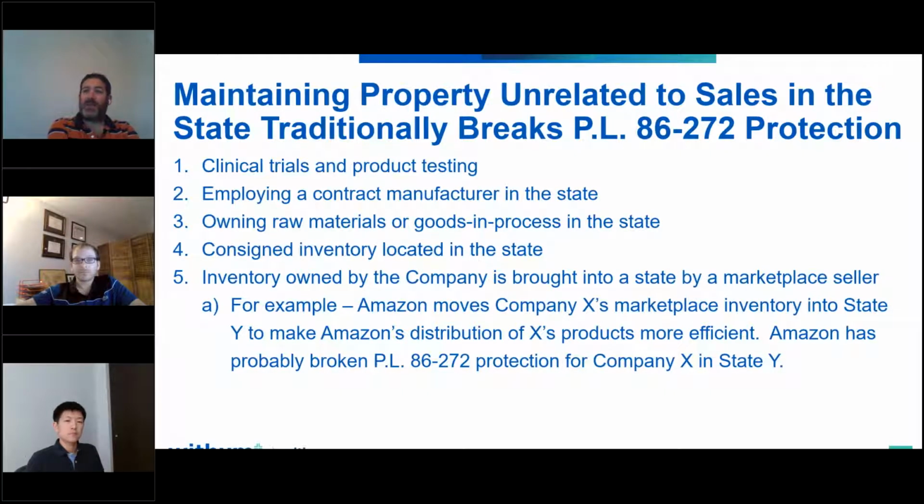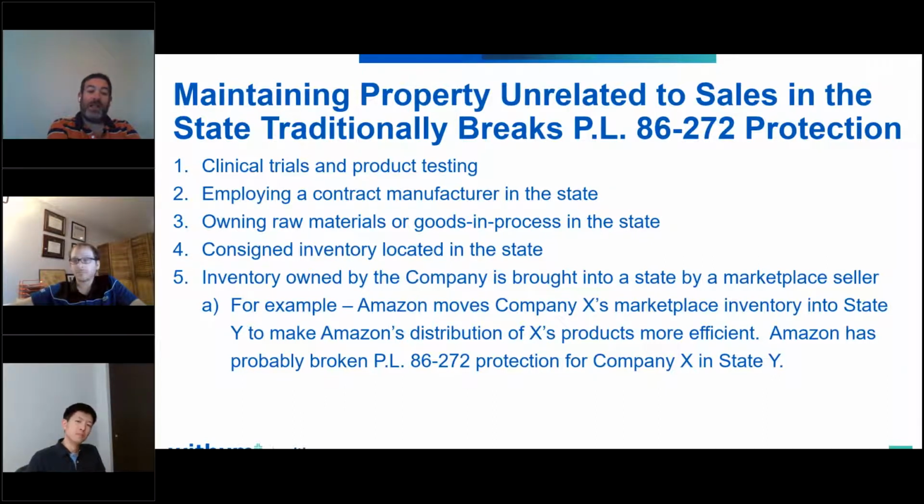And if we think about all of our supply chain issues and just-in-time ordering and where things are being stored, again, all these new concepts that didn't exist in '59, those activities now end 86272 protection. Again, consigned inventory. This is one that trips up companies left and right. If you have inventory in the state, you can't claim that you're fulfilling orders from outside the state. You're fulfilling orders from inside the state.